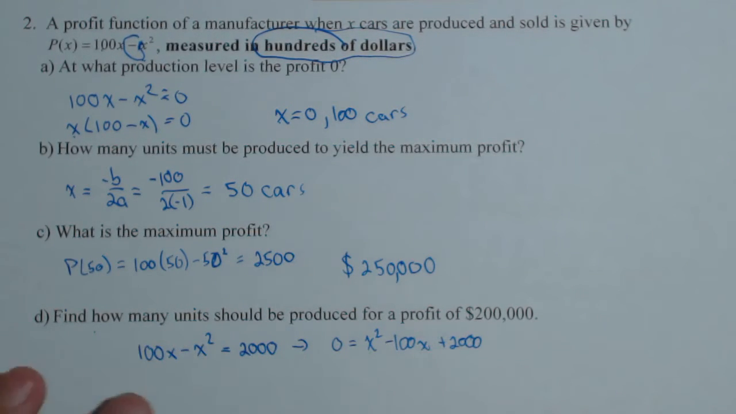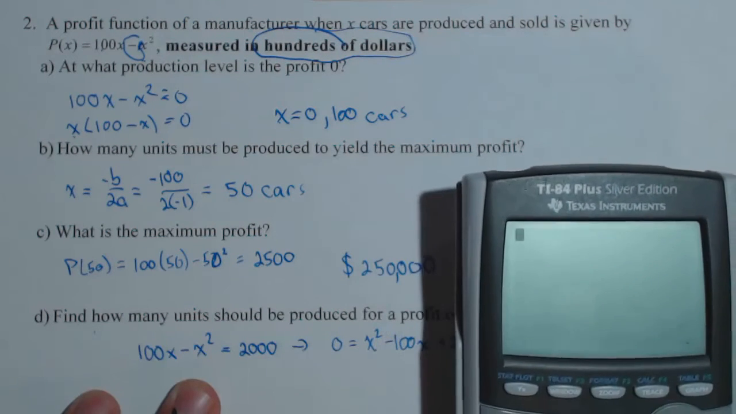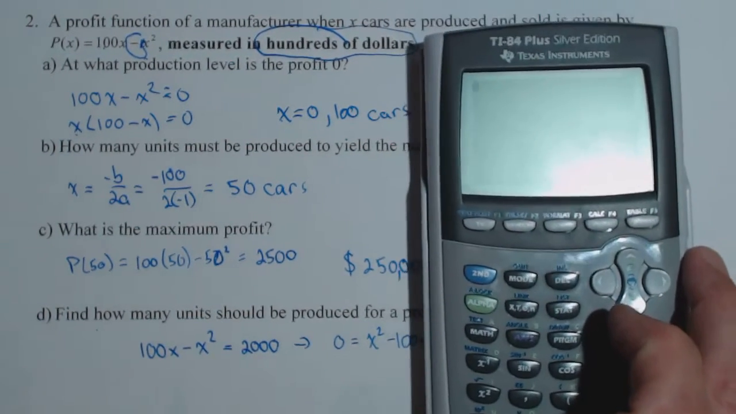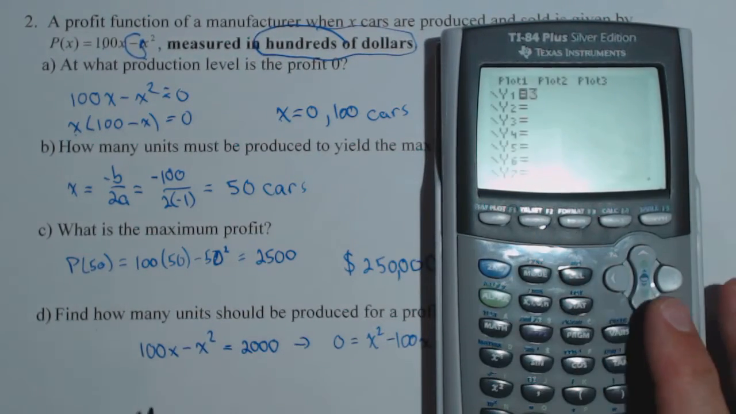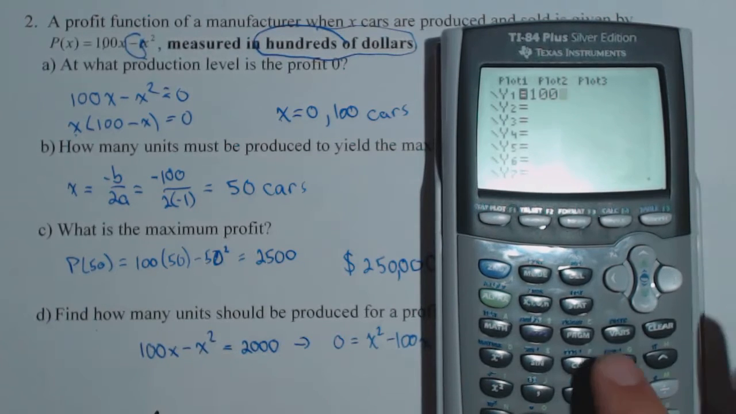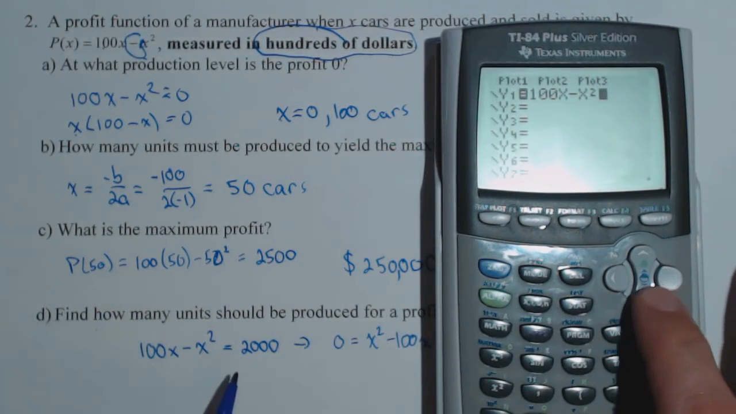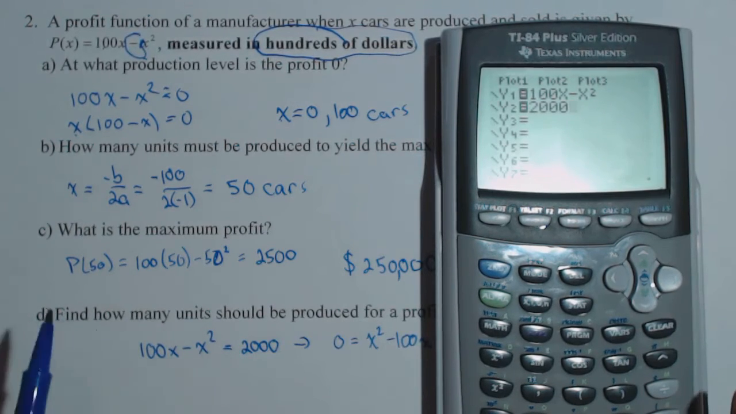I want to show you how to do this with a calculator as another option. Both of them are fine for the quiz and the exam, unless you're told to do it algebraically. Algebraically would mean use the quadratic formula. So what I'm going to do is put each of these in as a graph: the 100x minus x squared, and then the 2,000. I'm going to be looking for where they intersect.